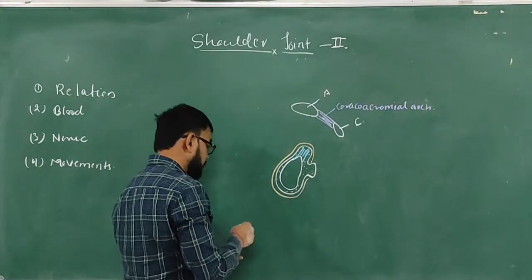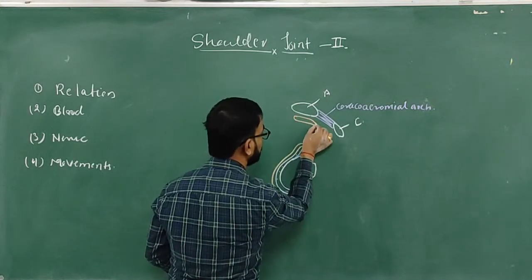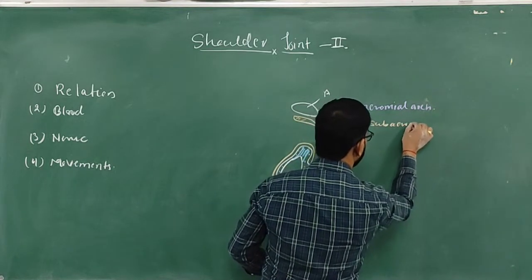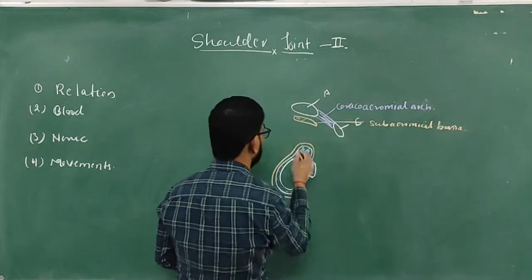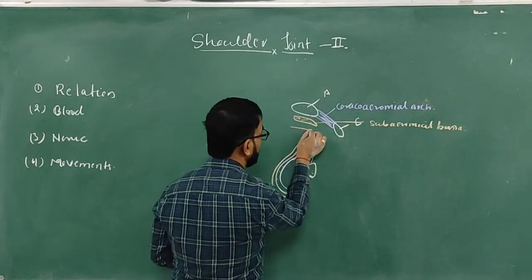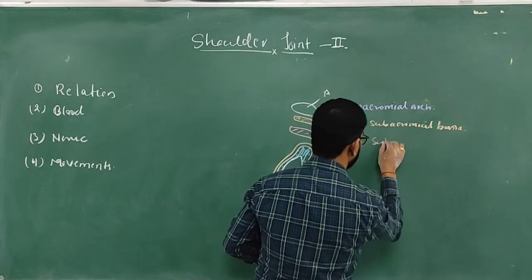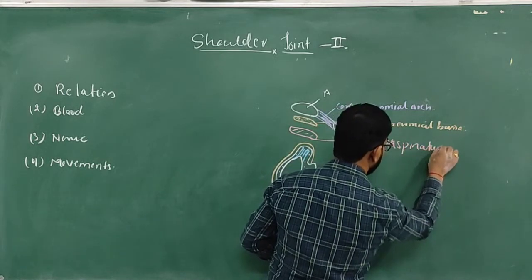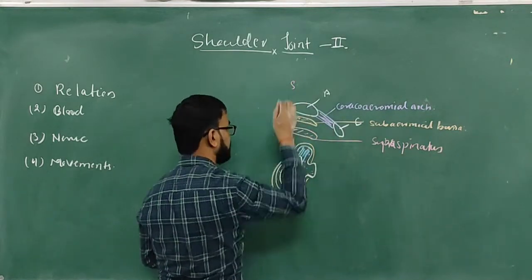Deep to the acromion process there is a bursa, the subacromial bursa. Deep to the subacromial bursa there is the supraspinatus muscle. So these are the superior relations.